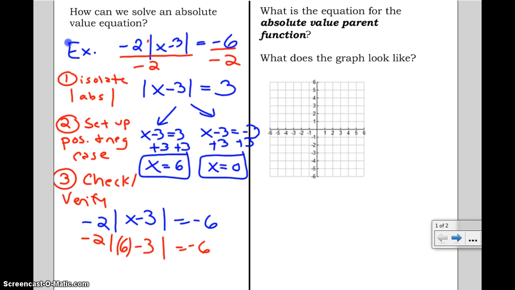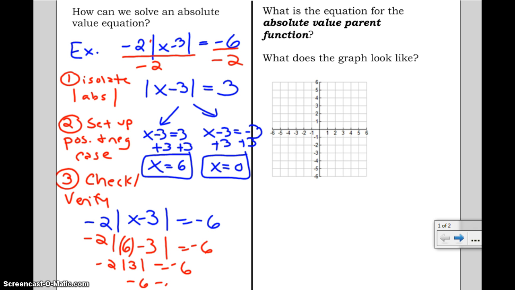I always want to do order of operations, so I'm going to look inside of the absolute value first. 6 minus 3 is 3. The absolute value of 3 is positive 3. Multiplied by -2 makes -6. There we go. So -6 equals -6. That is true. So that one works.